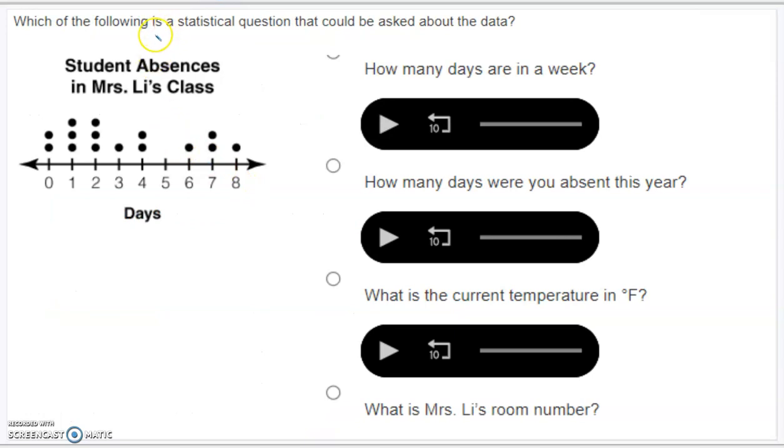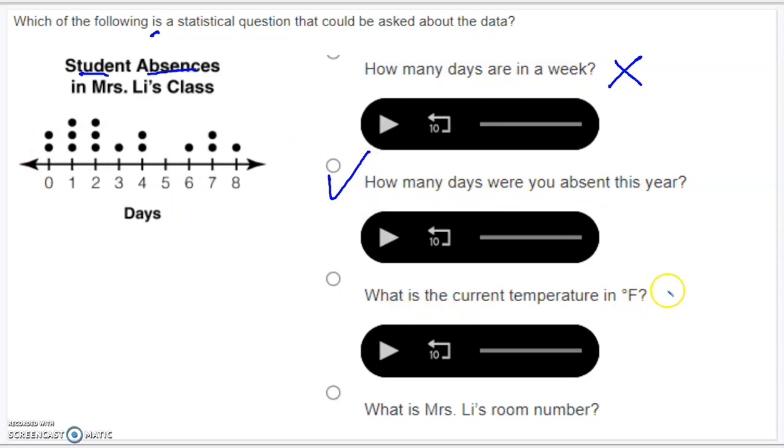Which of the following is a statistical question that could be asked about the data? Well, here we're talking about student absences in Mrs. Lee's class. Number of days that they're absent. How many days are in a week? No. One answer. How many days were you absent this year? Probably, because not everyone's absent the same number of days. We're going to have different answers, and that's what you kind of see right there.